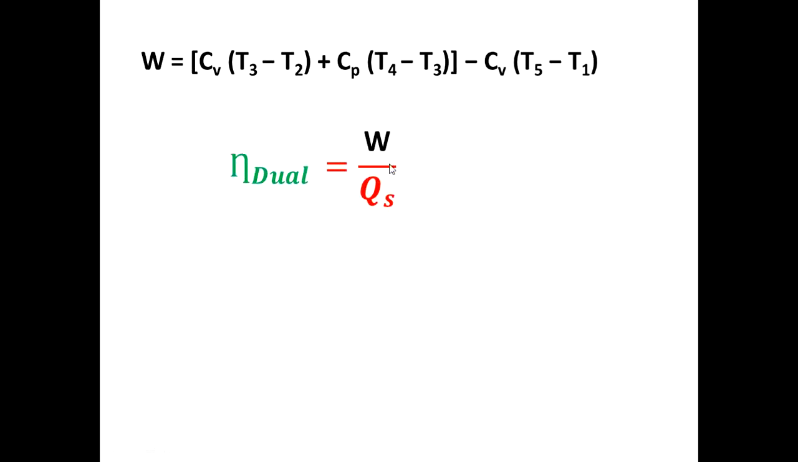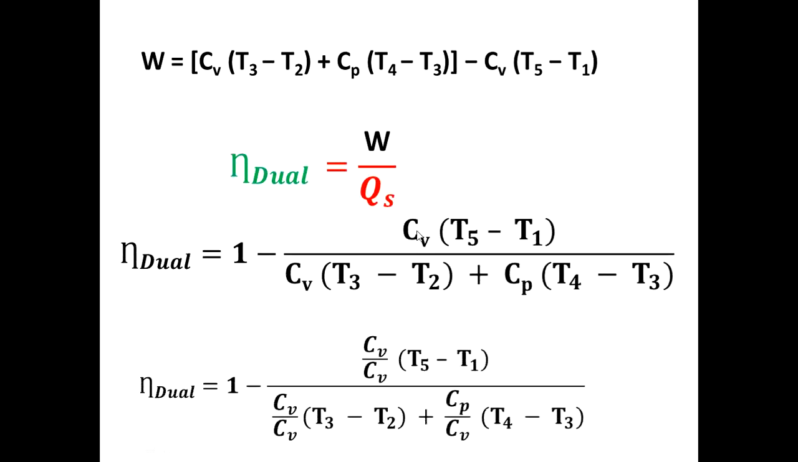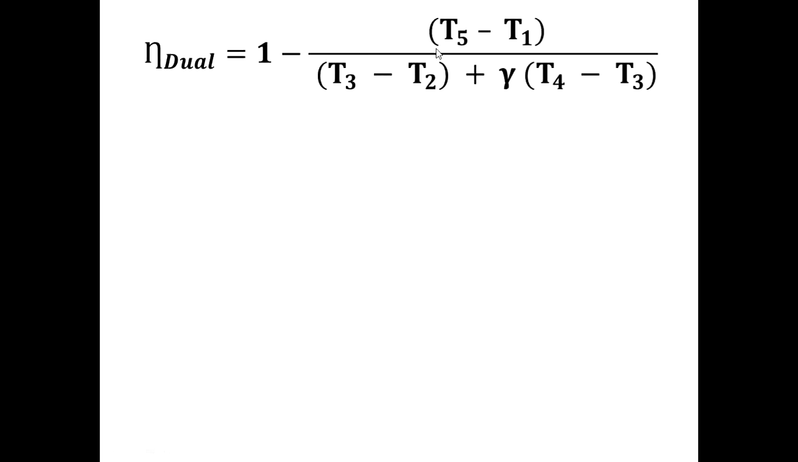Then the dual cycle efficiency is work divided by Qs. Then this is the equation you will come across, with Cv cancelled: Cv by Cv is 1, and Cp by Cv is gamma. Then your equation will turn out like this: T5 minus T1 over T3 minus T2 plus gamma into T4 minus T3.